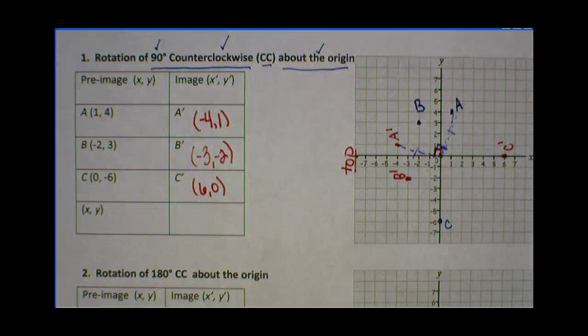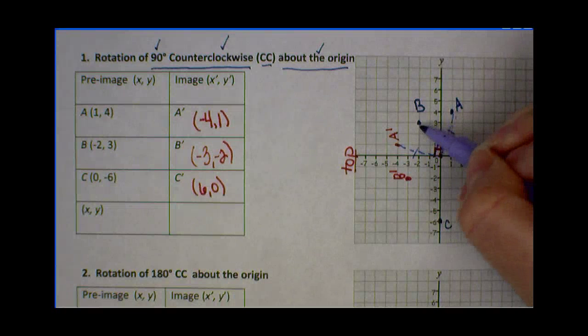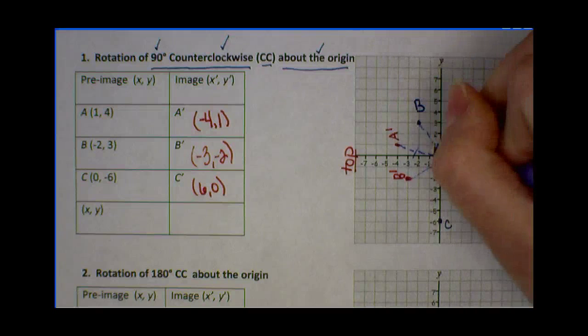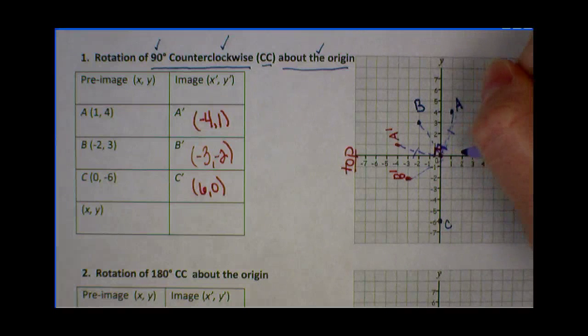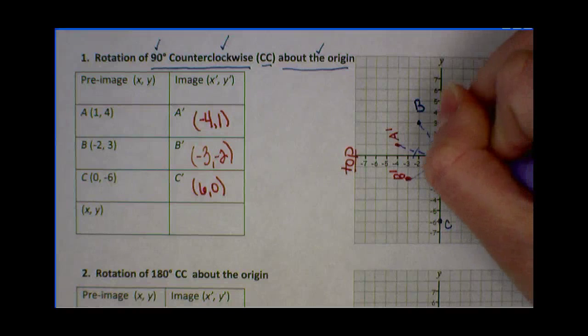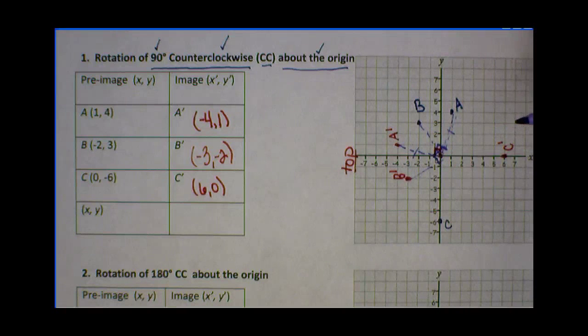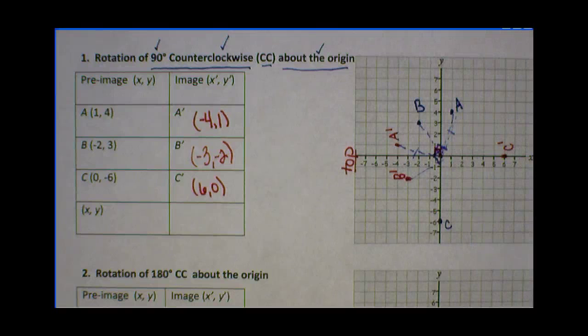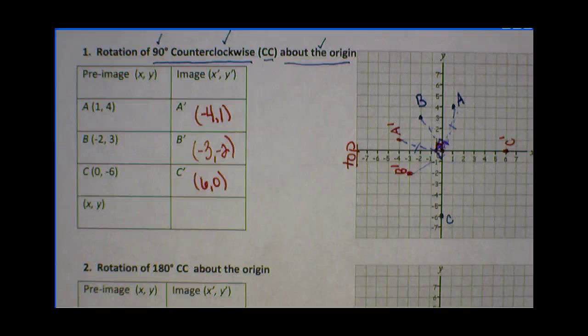Now, we could, for every single one of these, be drawing in that segment that would connect the pre-image to the center of rotation and the image to the center of rotation. That angle of rotation, and you're always going to see it's going to be 90 degrees and that those two segments would be the same length. I don't want to draw too much on here because I don't want to confuse you, but I want you guys to realize that that's happening each time.